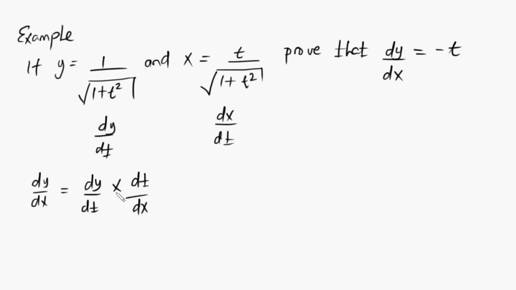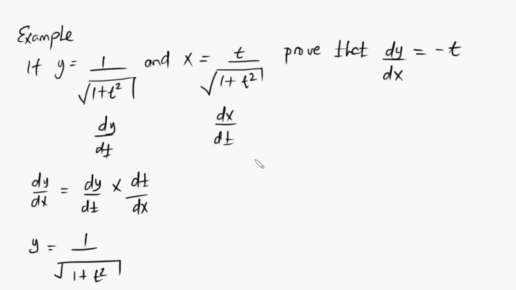So that's how I obtain dy/dx, but this is dt/dx, not dx/dt. Well, I'll show you as I solve this question how to obtain dt/dx from dx/dt. So from y equals 1 over the square root of 1 plus t squared, I can obtain dy/dt.